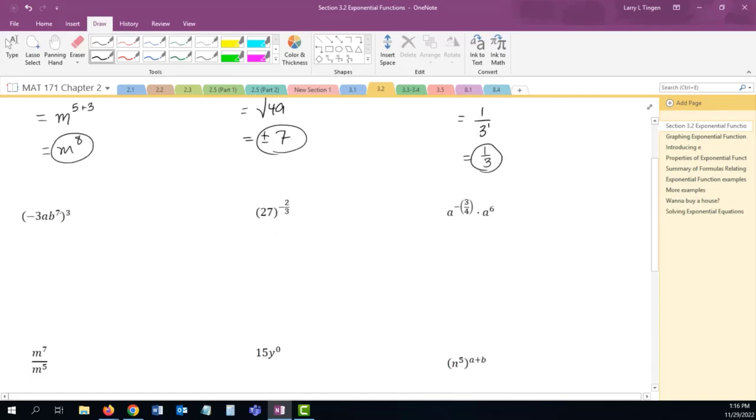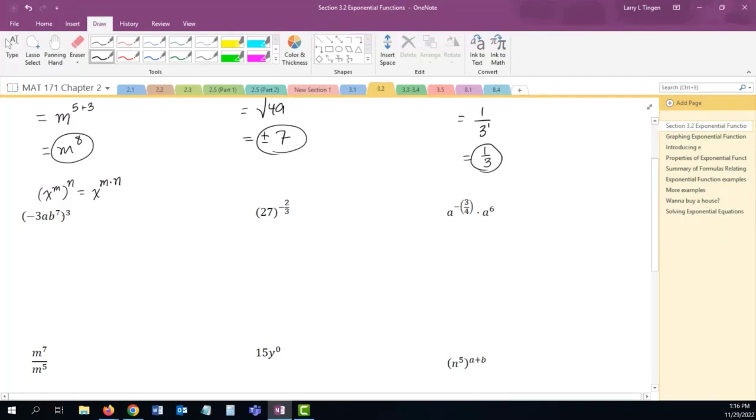Continuing, if I have a power raised to a power, I multiply. So if I have x to the m raised to the n, that is x to the m times n. Remember, if I'm multiplying the same bases, I add the powers. If I'm raising a power to a power, I multiply them.